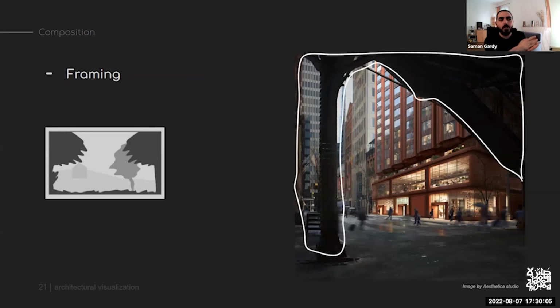In this visualization, you can see the stairs and the column were used to create a framing for the building. So this is our building, and then here is the framing for our building.